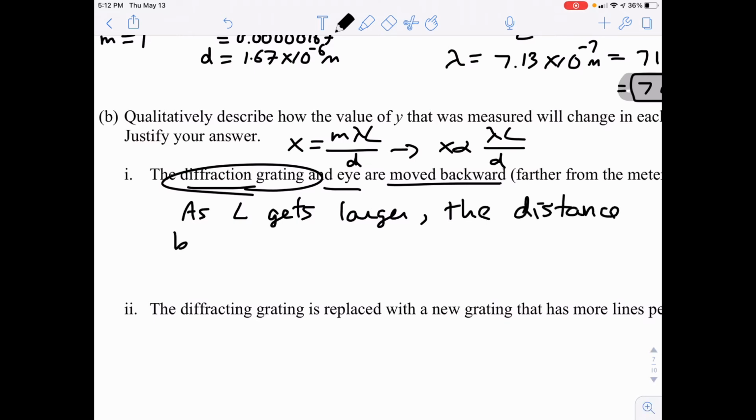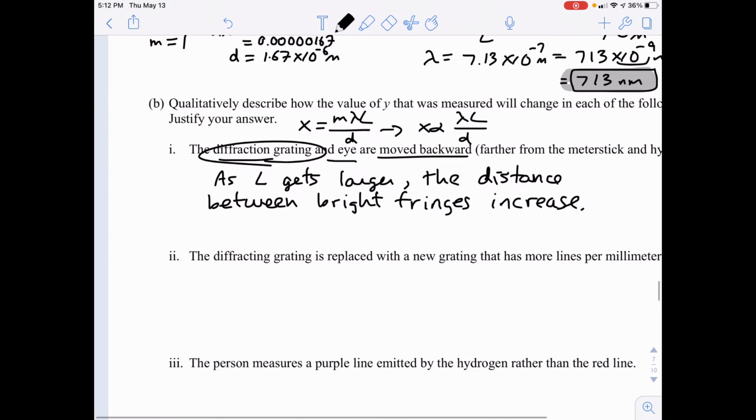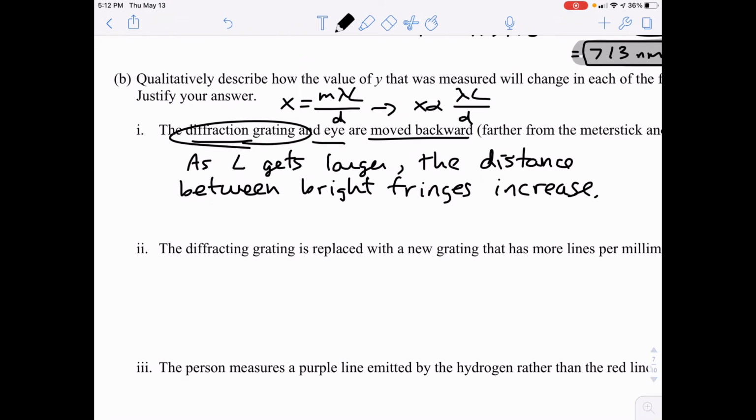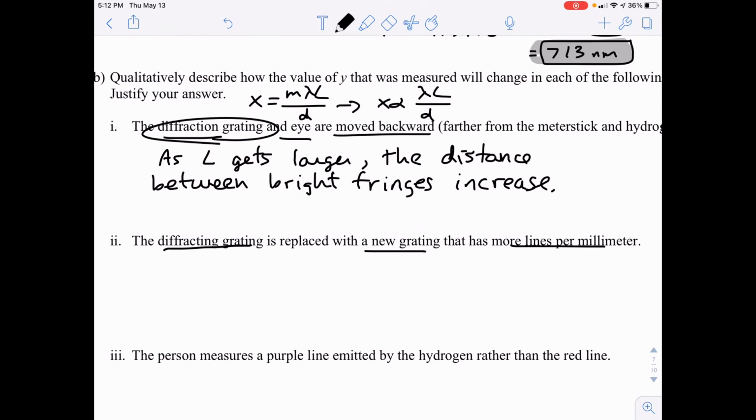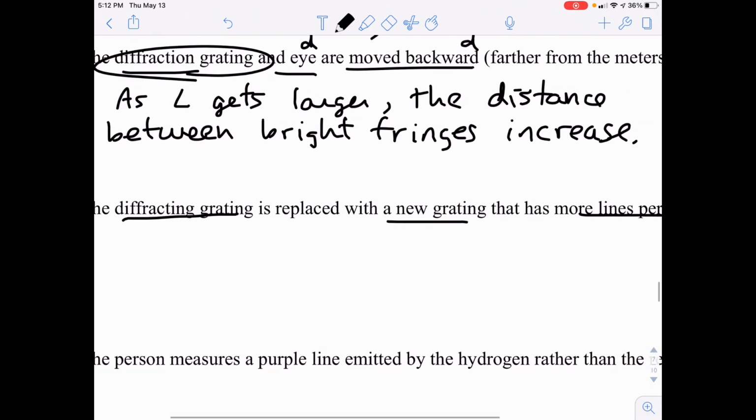The distance between bright fringes will increase if the diffraction grating is replaced with a new grating with more lines per millimeter. Okay, let's think this through. To get d, you had to take the inverse of the number of lines per millimeter. So if we're talking about more lines, the inverse of more lines is a smaller number.